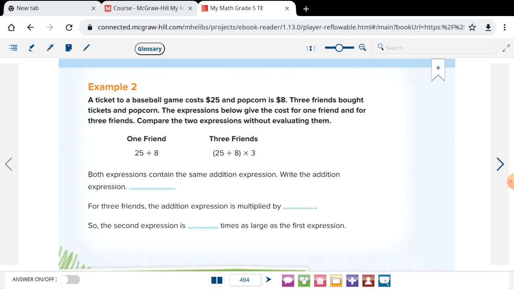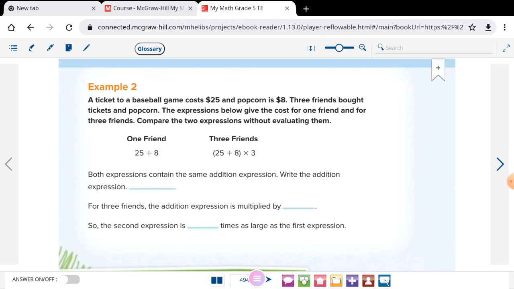A ticket to a baseball game costs $25 and popcorn is $8. 3 friends bought tickets and popcorn. The expressions below give the cost for 1 friend and for 3 friends. Compare the 2 expressions without evaluating them. What does it mean to evaluate them? Lori? Solve them. So what is similar, what is different? Brant, what is similar, what is different? One of them doesn't have parentheses, one of them does.